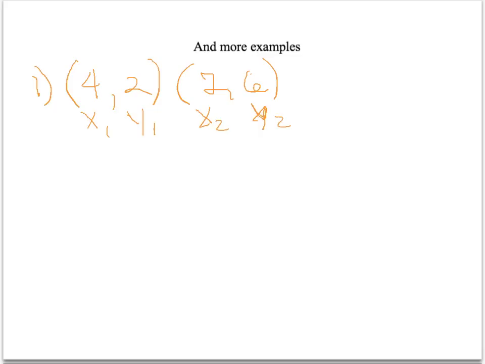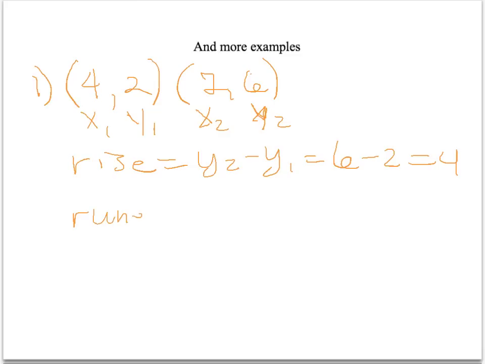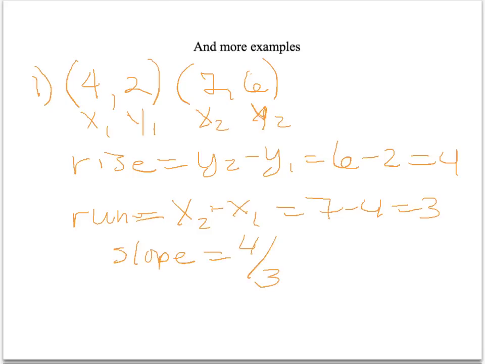So, I can say my rise equals my second y value minus my first, which is 6 minus 2, or 4. And my run is my second x value minus my first x value, or 7 minus 4, which is 3. So my slope equals 4 over 3.